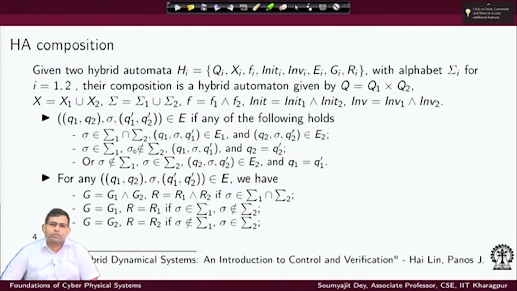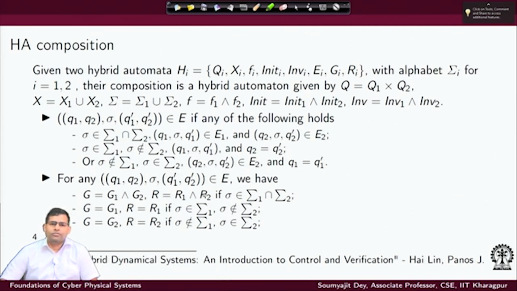But the other, non-obvious cases are: suppose the symbol is a part of only one of these input symbol sets, suppose it is not in the second set. That would only mean I will simply follow the transition function of the first automaton. That means I will just follow the Q1 sigma Q1 prime transition. So, from Q1 I will move to Q1 prime, and Q2 is the same as Q2 prime. So, the second element in the tuple will not change. Okay. And the same thing for the other case, that means sigma is not in the first alphabet, but it is in the alphabet of the second automaton. In this case, you will follow the transition function of the second automaton. So, then Q1 and Q1 prime are the same. You are not changing the first component of the location, but only the second component of the location is changing from Q2 to Q2 prime. Okay. And that is what is being captured here.